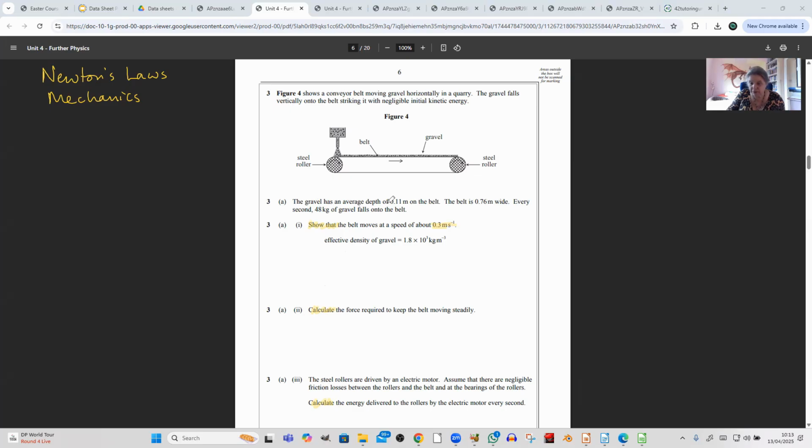We've got a depth, we've got a width, we've got a mass. We've got the words every second. That's important. We've got negligible kinetic energy. That means that that's 0. What else have we got? We've got the density of the gravel. I think right down here we've got negligible friction.